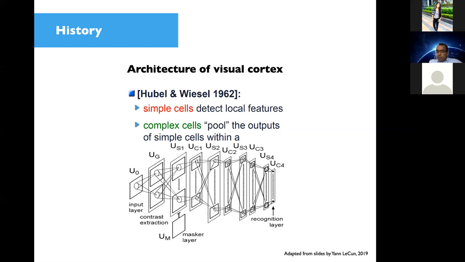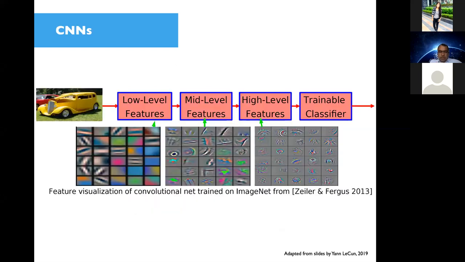Now, for a long time, people were trying to replicate something similar, not exactly copy, but take inspiration from the human visual cortex and do something similar for machines. And just to give you an example, what a CNN actually does is very similar to the human visual cortex.